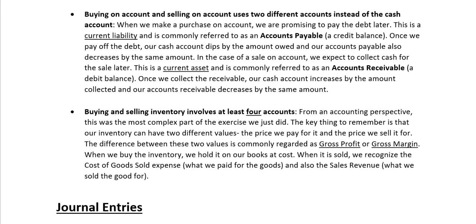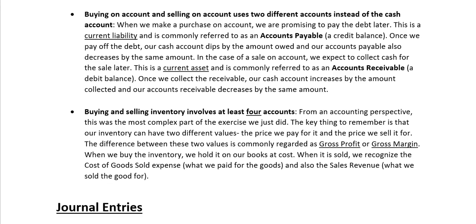Third and final point here, buying and selling inventory involves at least 4 accounts. From an accounting perspective, this was the most complex part of the exercise we just did. The key thing to remember is that our inventory can have two different values. One is the price that we pay for it, and second, hopefully higher, the price we sell it for. The difference between these two values is commonly regarded as gross profit or gross margin.